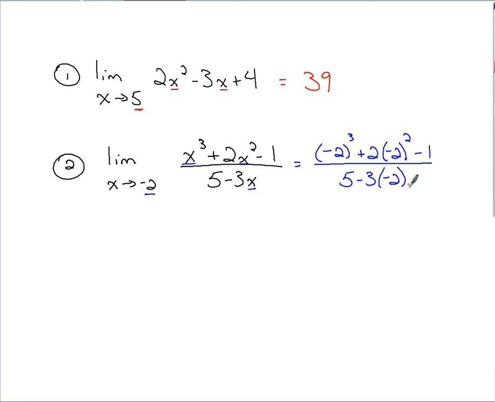So evaluating this, negative 2 cubed is going to be negative 8, plus 2 times negative 2 squared, so that's 2 times 4, that's 8, minus 1, all over, denominator you got 5 minus 3 times negative 2, multiply that together, it's going to be positive 6, so that's going to be 11, right? Basically we got negative 1 over 11 back, which is a real answer. And since it's a real answer, we know that our limit as x approaches negative 2 applied to this function is going to be that answer of negative 1 over 11. Good.